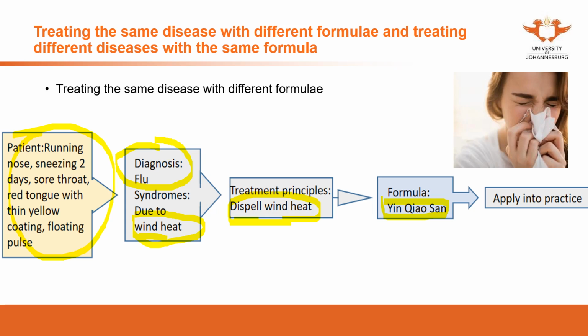For acupuncture, we also can choose different acupuncture points for this purpose to dispel the wind heat. So after the second year, after you study the acupoints and meridians, you will know you also can use different points for the purpose of releasing the wind heat.